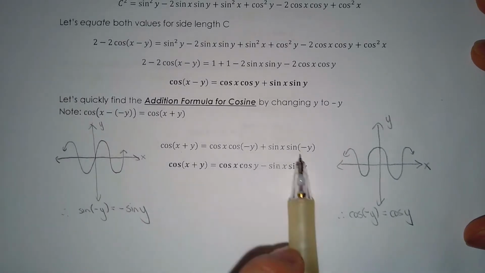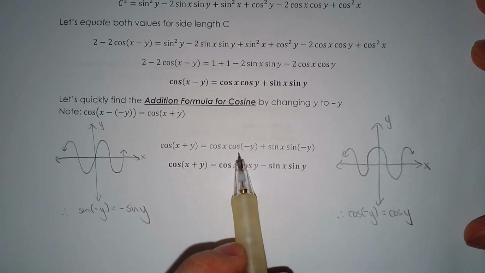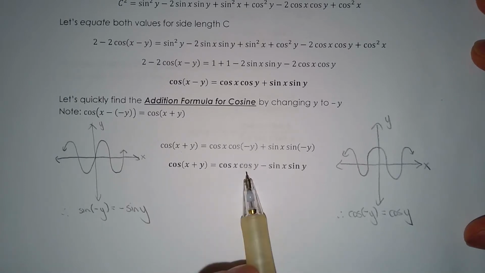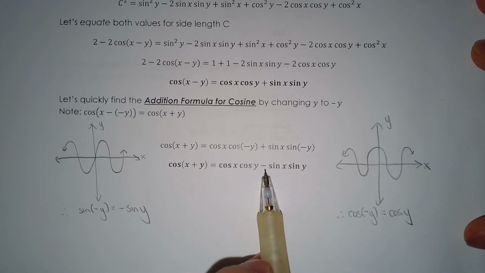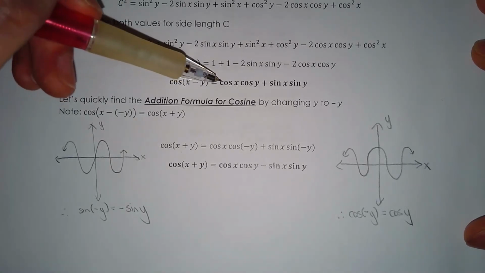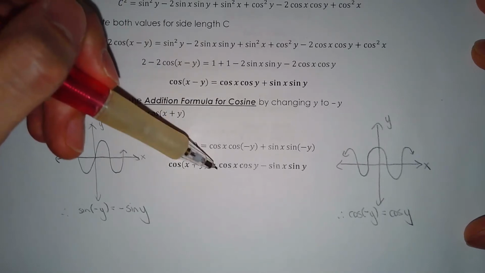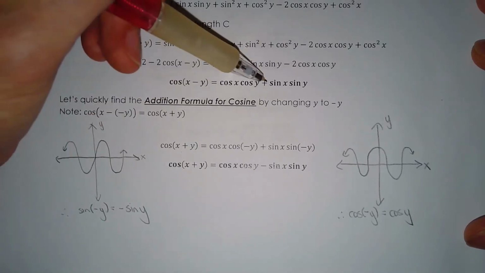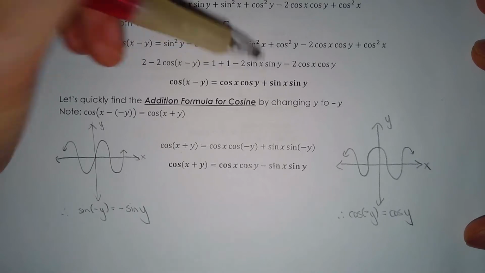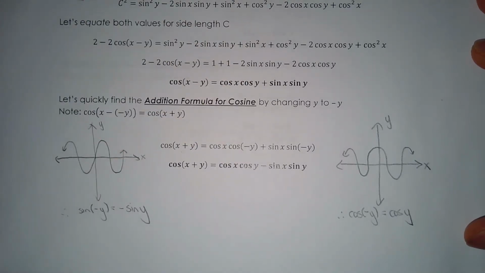Okay, so that's how we get the addition formula for cosine. Cos of negative y, cos is even, so you have cos y. Sine of negative y becomes negative sine y because sine is an odd function. The good news is that the addition and subtraction formulas for cosine are pretty much the same, except that one is addition of the two terms and one is subtraction of the two terms.